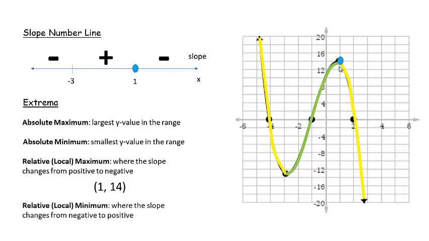The relative minimum is where the slope is going to change from negative to positive, right? So right here, that happens at -3. Here's the point, right? That red point right there. And again, it's not the lowest point on the graph, but in its little neighborhood, it looks like it's the lowest point just in that area.